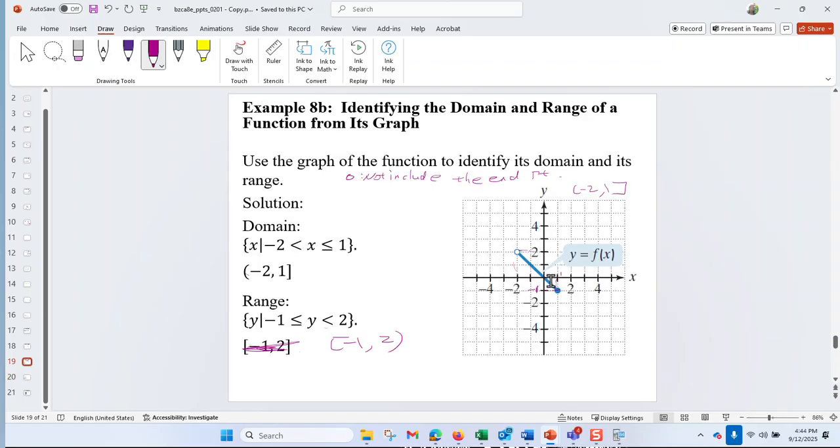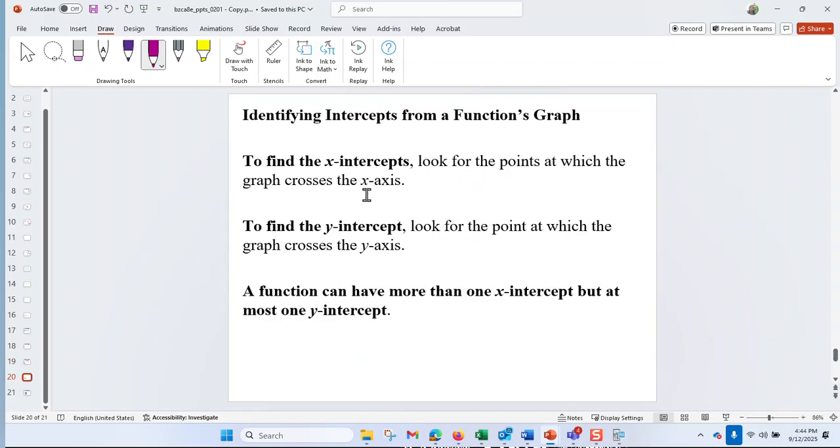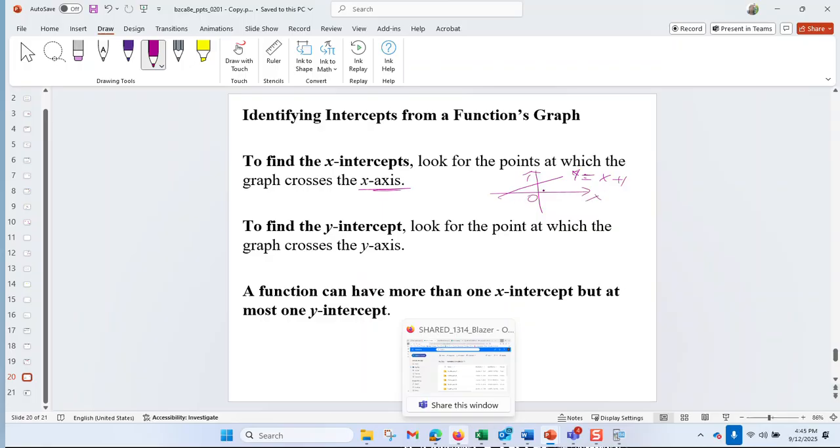All right, we're going to look at the x and y intercepts and how we find them. If we want to find the x-intercept, you look at the point where the graph crosses the x-axis. For example, if I have this straight line, y equal to x plus 1, where's my x-intercept? My x-intercept will be where the graph passes the x-axis, at point A.